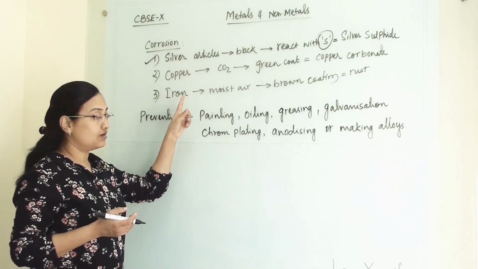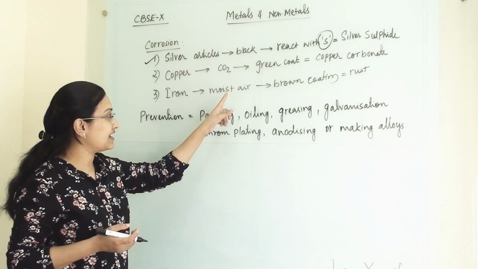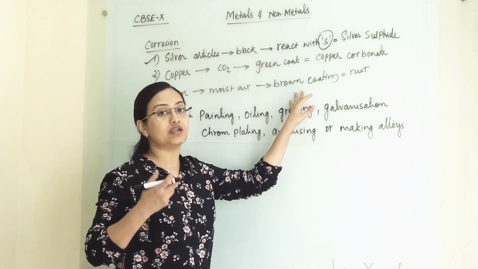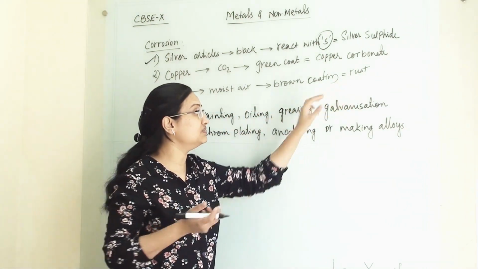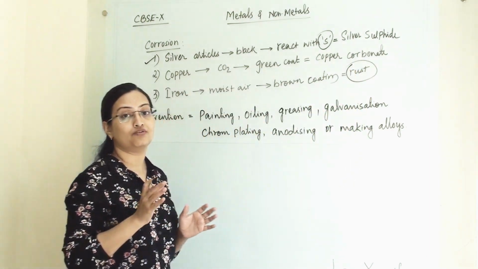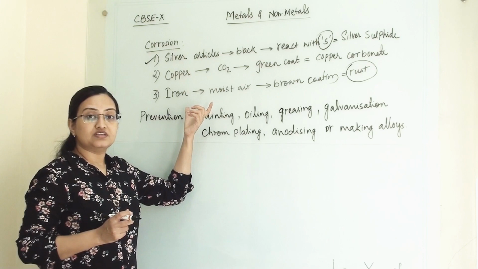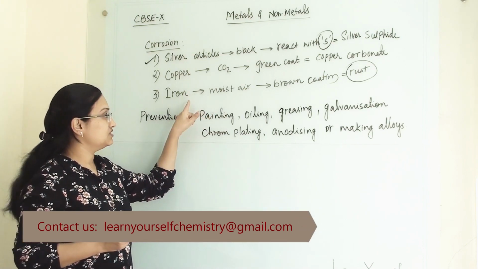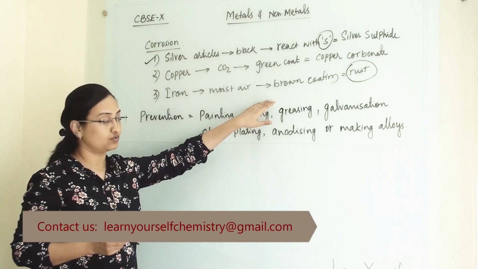When iron comes in contact with moist air, we can see a brown coating on the iron, and we term this as rusting. So rusting is the corrosion of iron, and this compound is iron oxide. So this is termed as iron's corrosion.